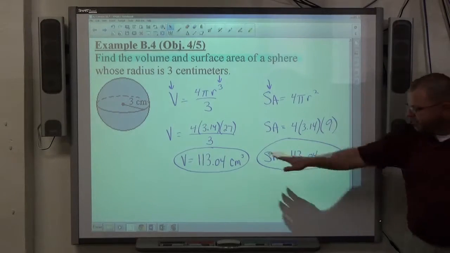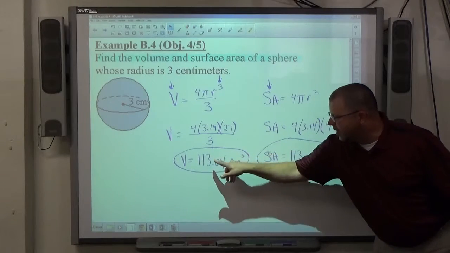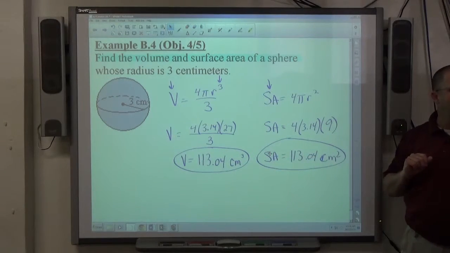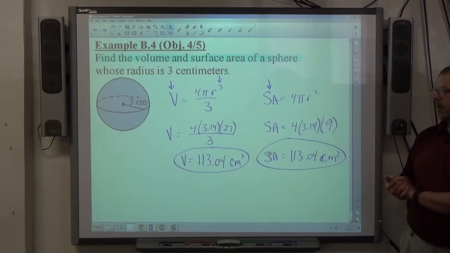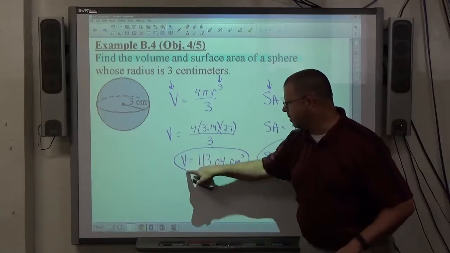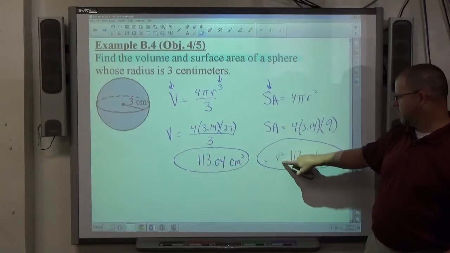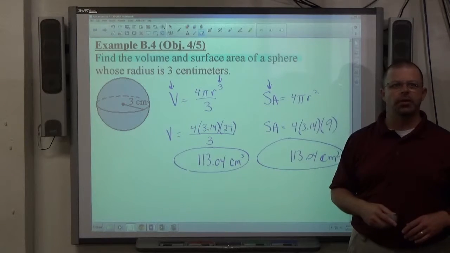But again, volume, surface area. Identify the answer as what it is. Give me the answer. Give me the correct unit. Surface area, answer, correct unit. Make sure that when you're asked to find volume and surface area of a sphere, that's what your paper should look like. Don't just give me one or the other and not label it. A lot of times I see people just have numbers on their paper. I don't know what answers what.